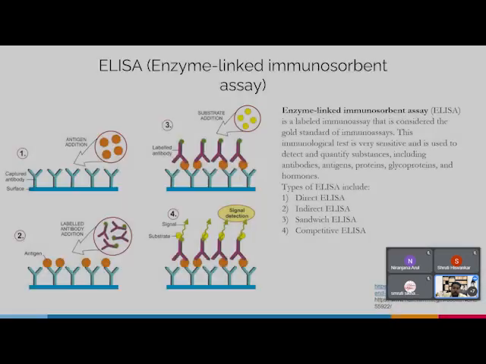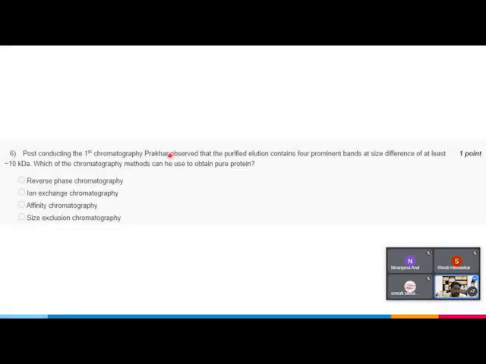So Prakhar thinks, how exactly can he separate the 4 bands? He wants to use another chromatographic method, and this time he is asking what chromatographic method can be used to separate the 4 bands depending on the size difference of 10 kilodalton. The options are reverse phase chromatography, ion exchange chromatography, affinity chromatography, and exclusion chromatography. Only one is correct out of the 4. You can go ahead and put what you think Prakhar can use to separate the bands.